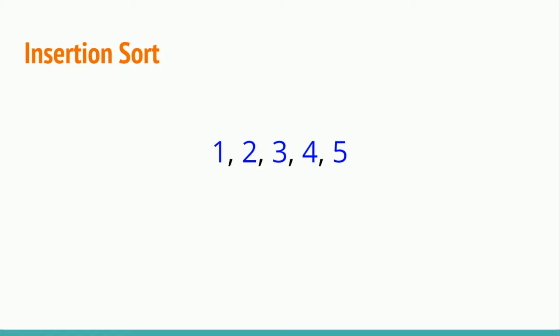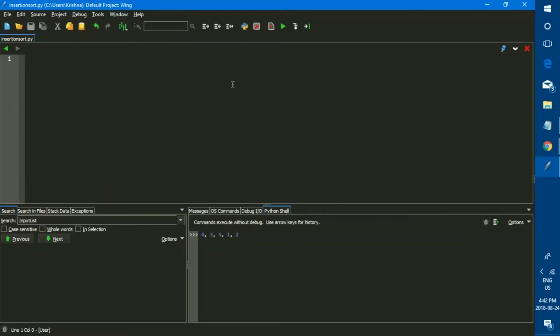Now, I will show you how to program the insertion sort algorithm in Python. So the first thing that we want to do is create a new function. So we'll type in def, and we can call this function insertion_sort. And we'll pass in one parameter, and that will be the list that we want to sort, of course.